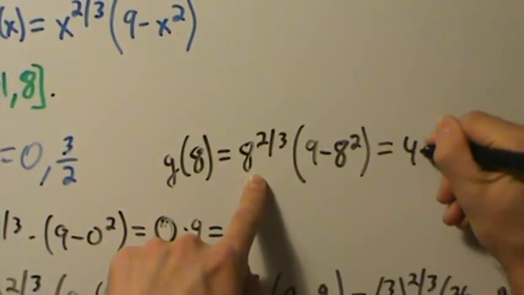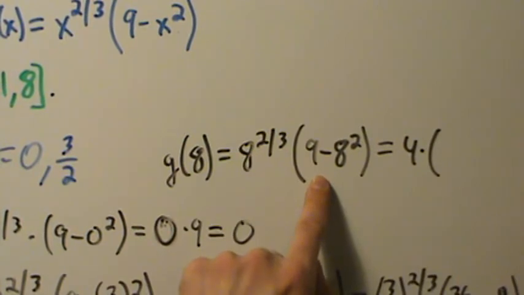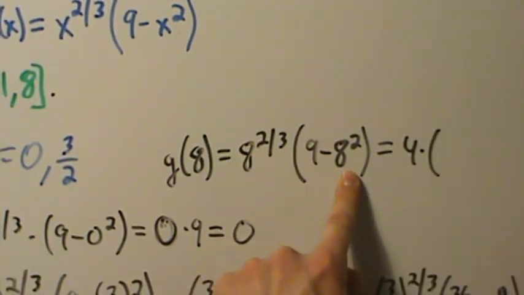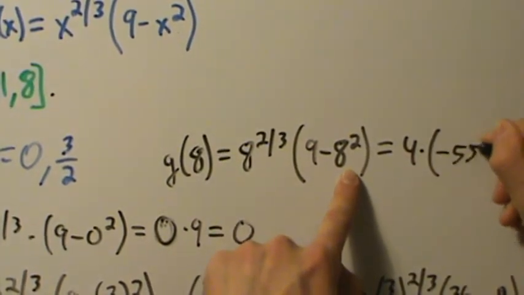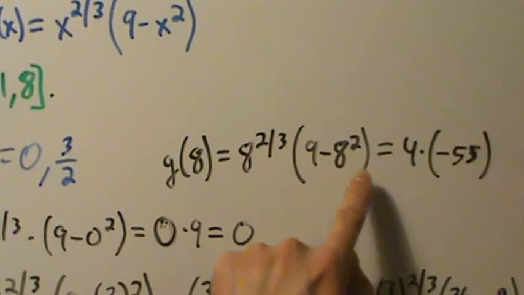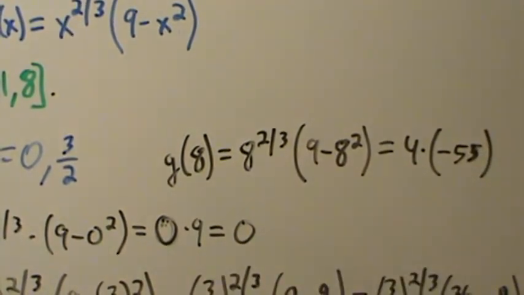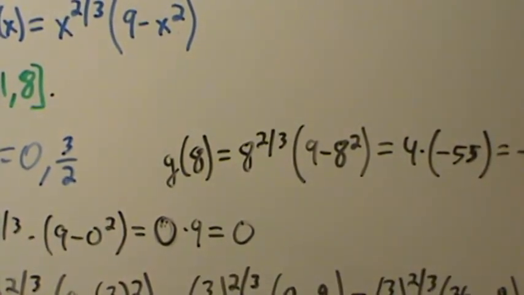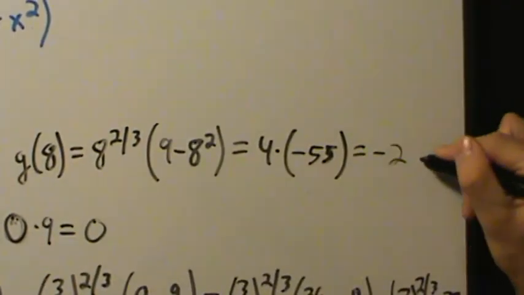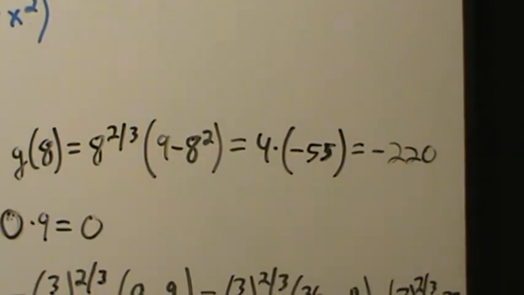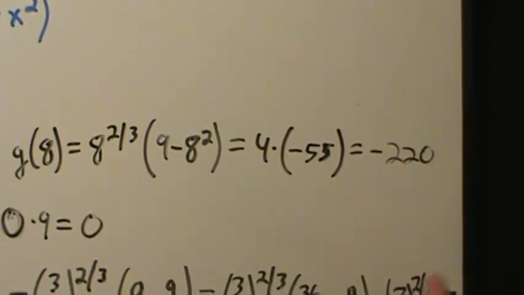So this is just 4 times 9 minus 64. 8 squared is 64, so this is 9 minus 64, which is -55. So 4 times -55, that's -220. Running out of room here, there we go. -220. So that's it for step 2.